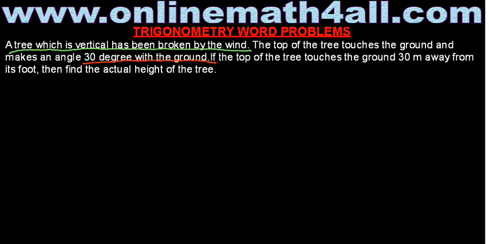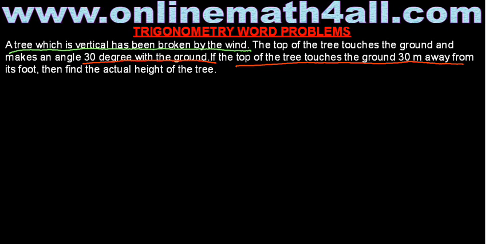Then the third information is the top of the tree, the point at which the tree touches the ground, is 30 meter away from its foot. So these are the three information we have. From these three information we have to find the actual height of the tree.